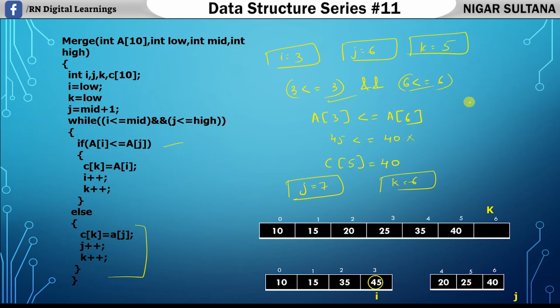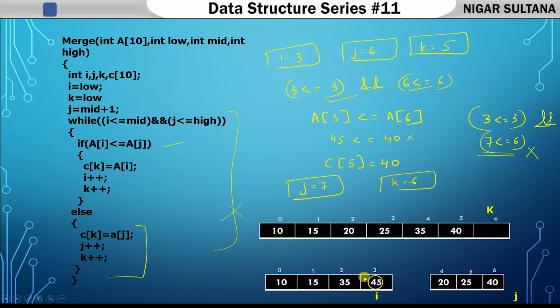So now let's check the condition again. What is the value of i? i is 3, lesser than or equals to mid. Mid is 3, and we have j is 7, lesser than or equals to 6. This condition is false because 7 is not lesser than or equal to 6. Then stop this while condition. So it has become false. Now we have few more elements left in the left part, that is 45 is left.